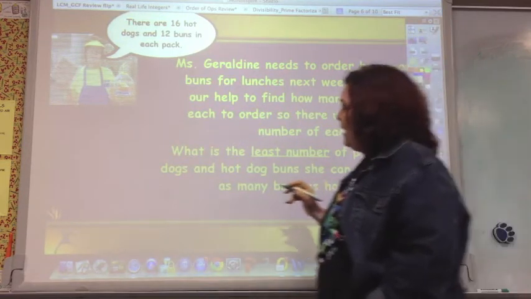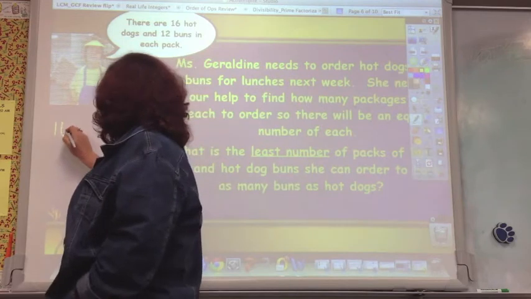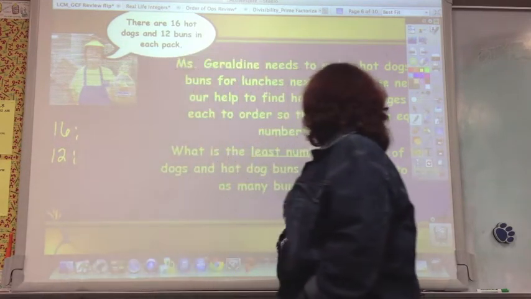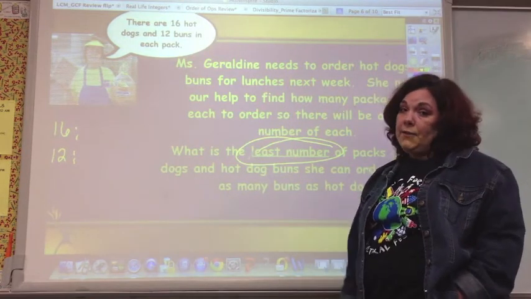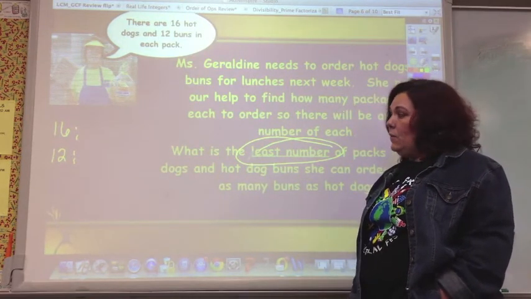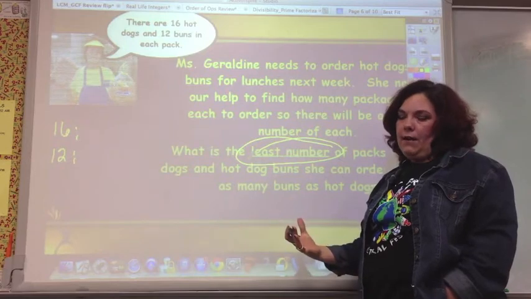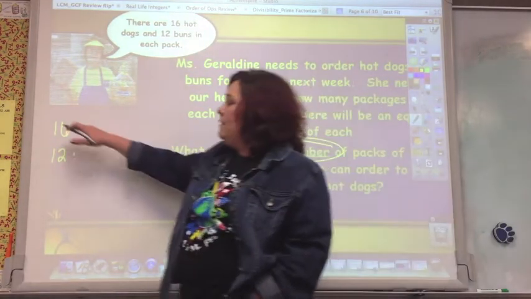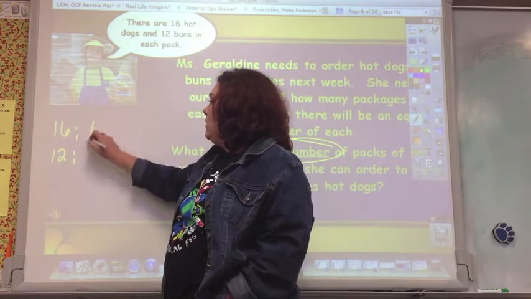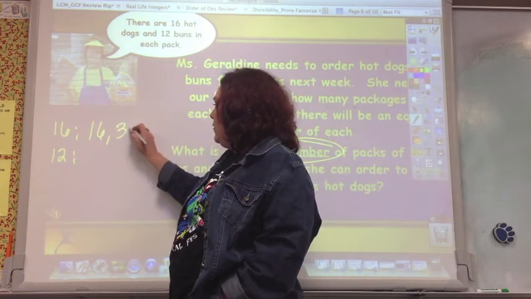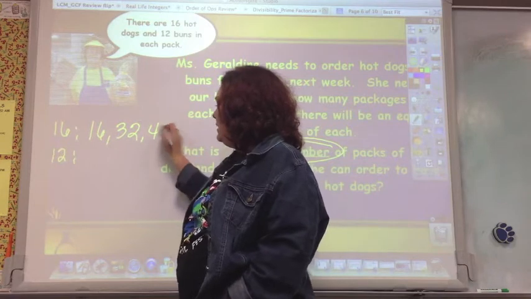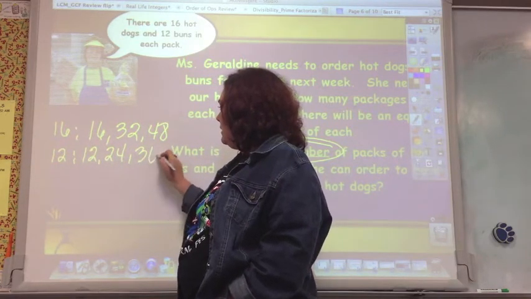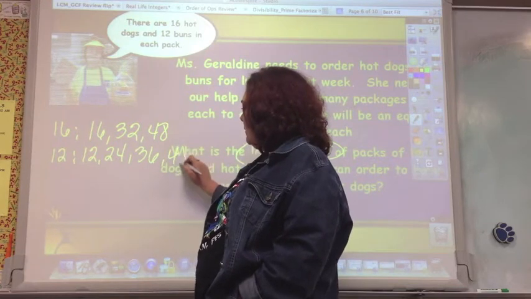So if I've got 16 and 12, and the question is the least number, so that's LCM, and so the number of hot dogs and number of buns is going to be bigger than these, because this is what they come in. So 16, 32, 48, and then 12, 24, 36, and 48.